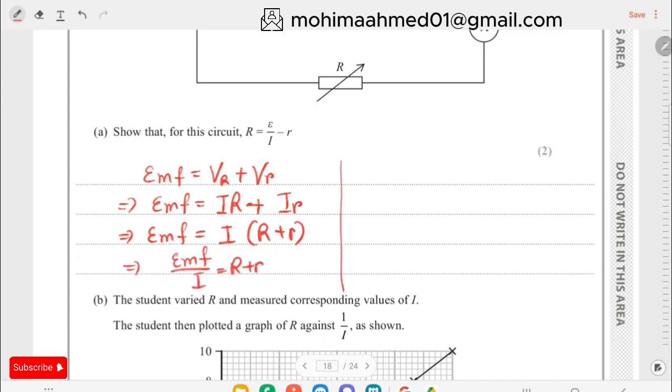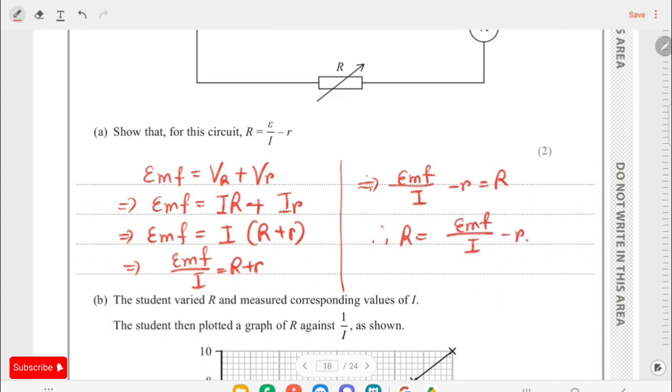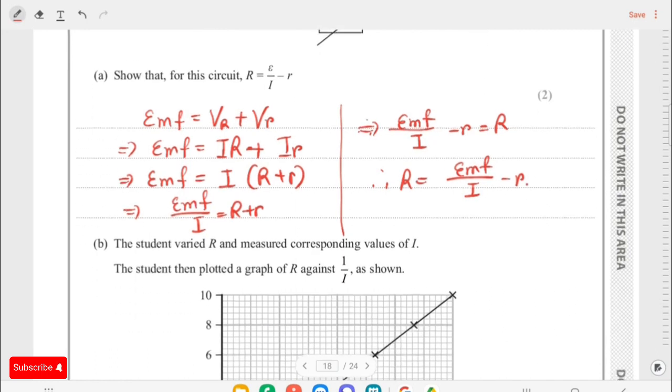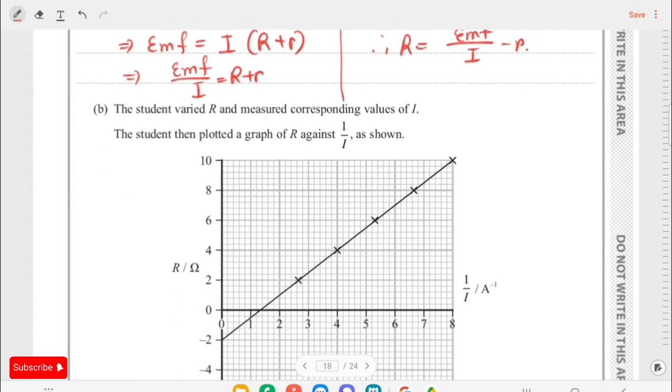Now again shift that small r to the left hand side, and everything would look like EMF by I minus R is equal to small r. So the entire equation would be R equals EMF over I minus small r. But this was just a shown kind of maths. So we are done with this. So we'll move to the next one.